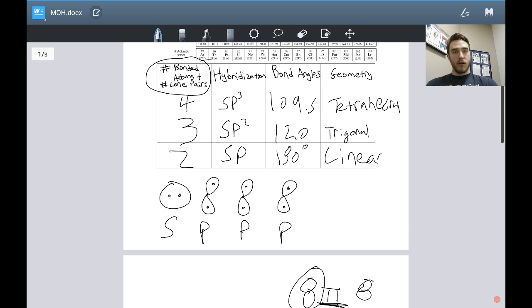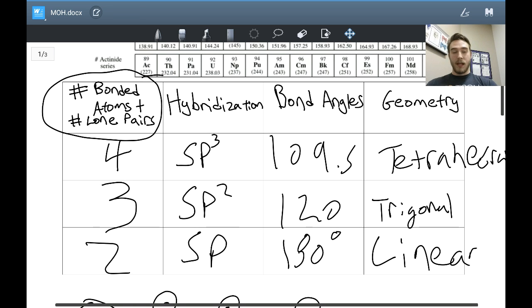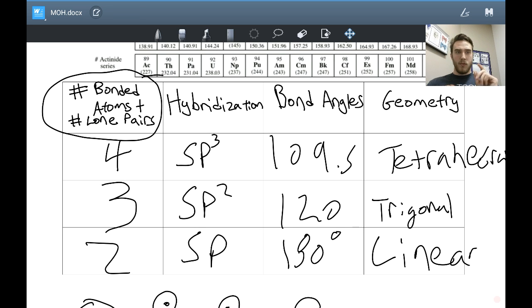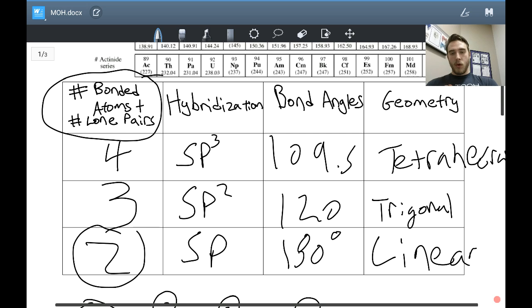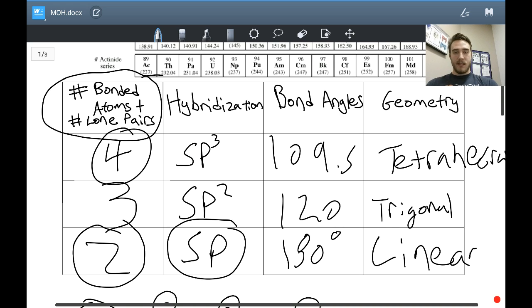One little trick to remember this is that the number of atoms bonded plus the number of lone pairs, where two lone electrons make one lone pair, that'll count as one, will equal the number of letters. So 2 is S and P. 3 is S, P, P. 4 is S, P3. It adds up to the number.